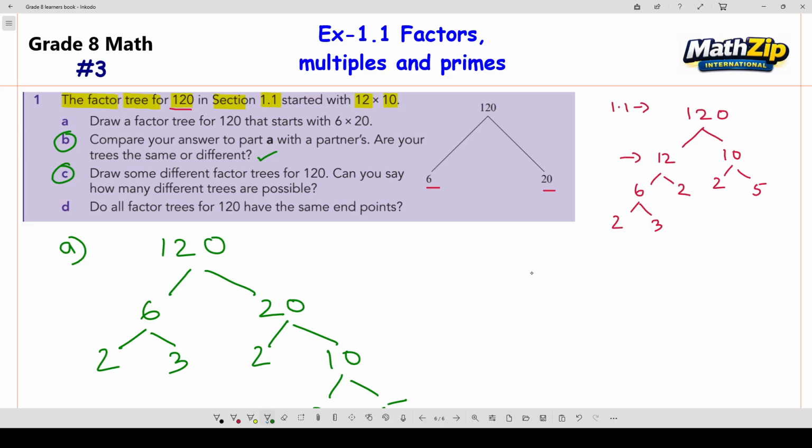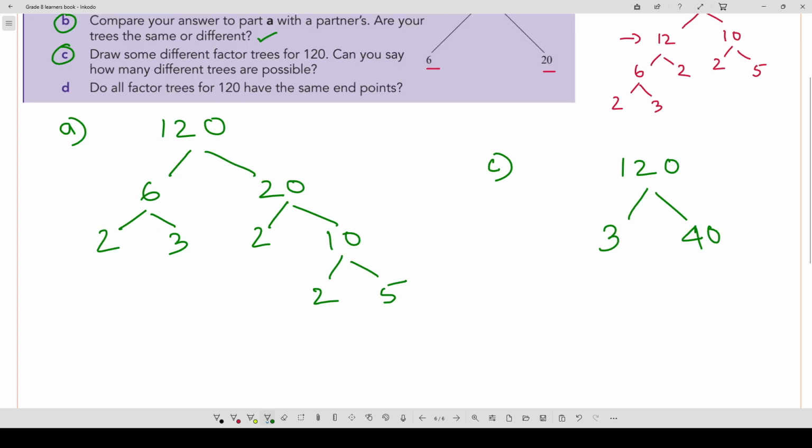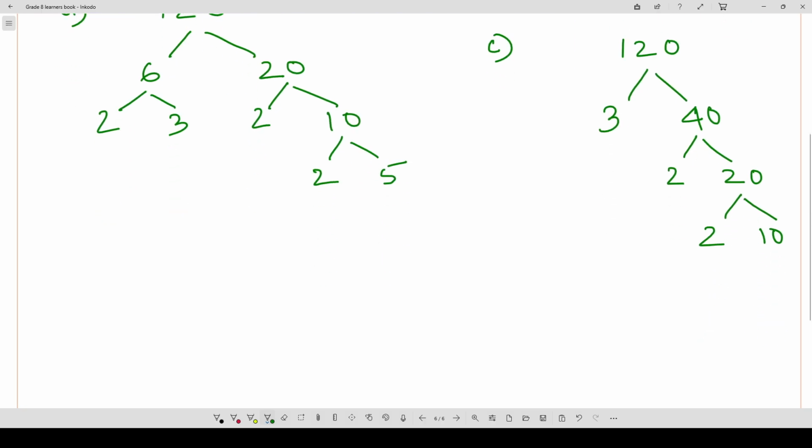We can make another one, which is number C. Look, this is 120. Suppose 3 times 40, and 40 we can write as 2 and 20. This 20 we can write as 2 and 10, and finally this 10 we can write as 2 and 5.